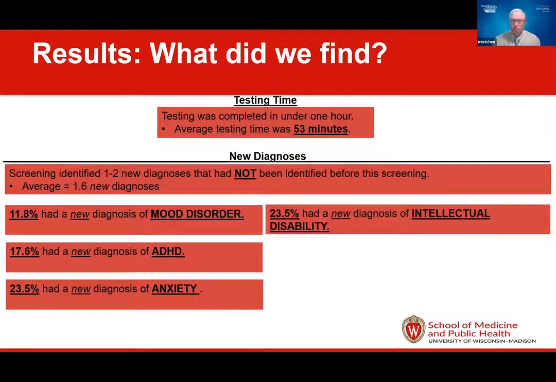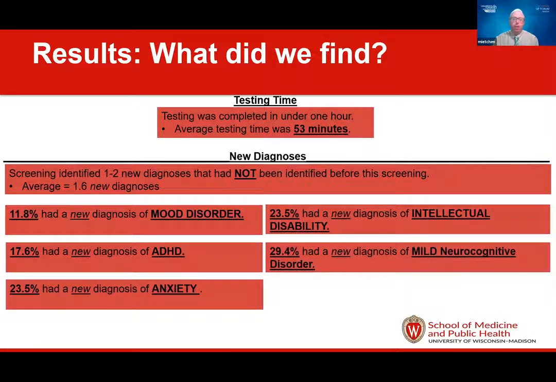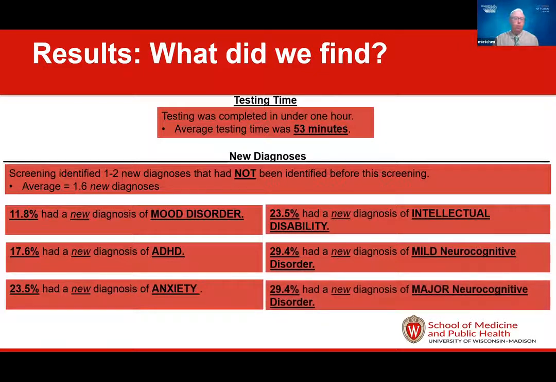23.5% had a new diagnosis of intellectual disability. And 29% had a new diagnosis of mild neurocognitive disorder, with 29% having a new diagnosis of major neurocognitive disorder.